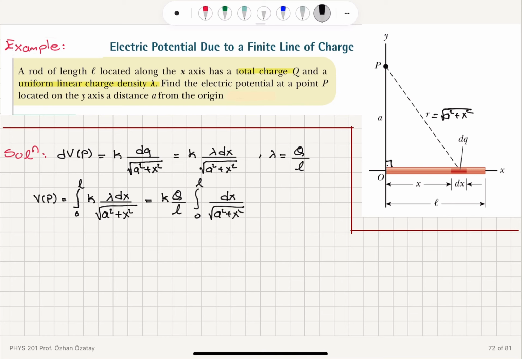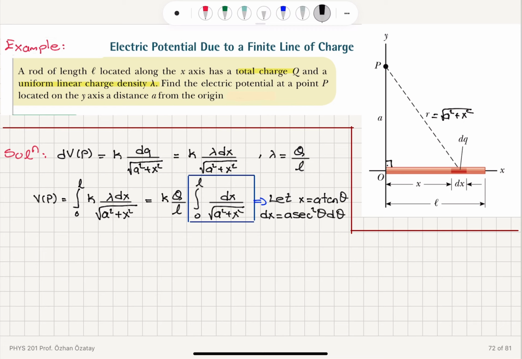So I'm going to concentrate on this integral. You try to evaluate this integral, and then I will multiply it with kq over L. So in order to perform this integration, I'm going to let x be equal to a tangent theta. I have to make this transformation so that dx is equal to a secant square theta d theta. That's the derivative of tangent theta with respect to theta.